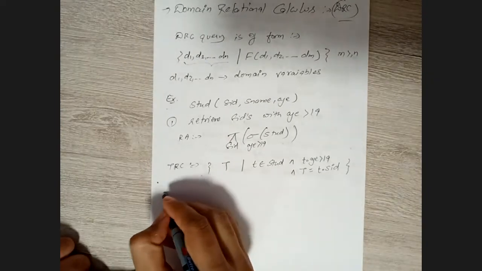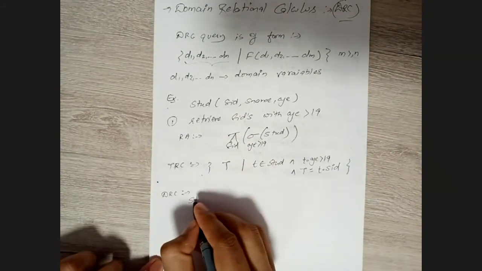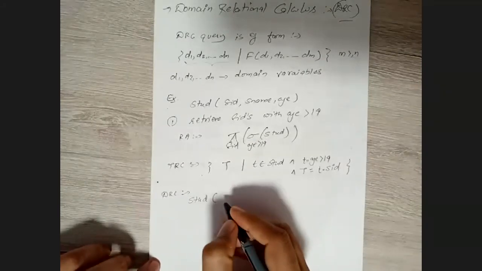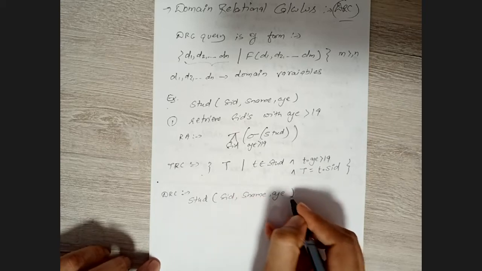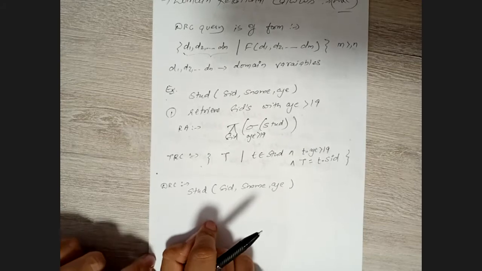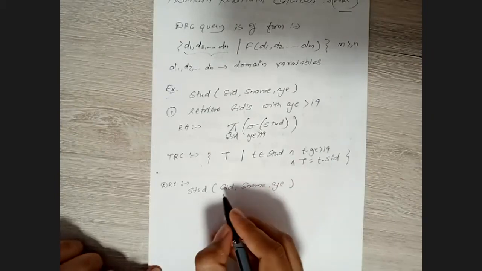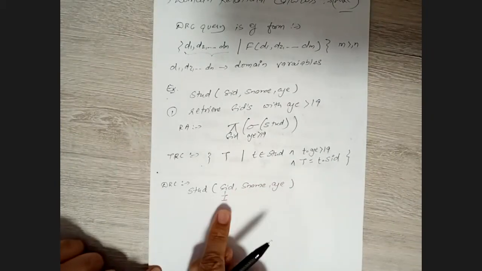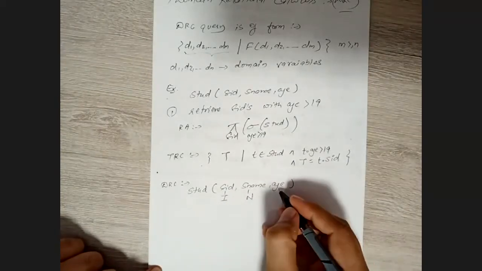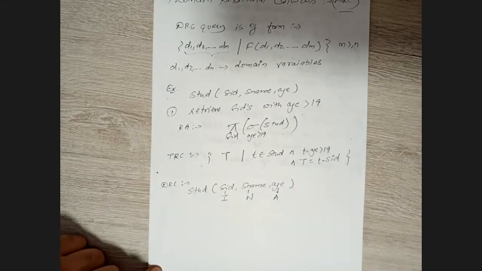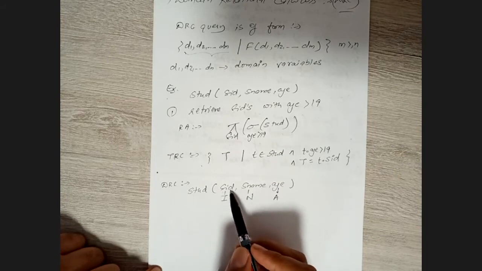Now for DRC, how do we write domain relational calculus queries? I have taken the table and let me rewrite it. That is the student relation, with SID, name and age. What we actually do in DRC is give a new name to every attribute. For example, for SID, capital I, for name, capital N, and for age, capital A. With the help of I, N and A, I can use the original attributes SID, name and age.